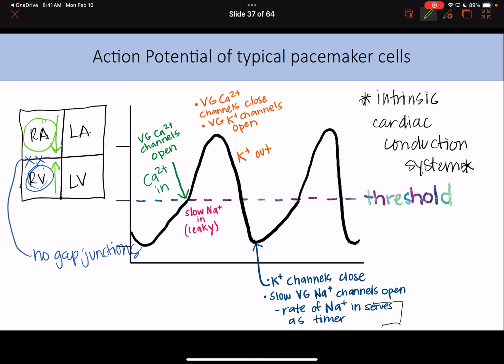So when the atria and the ventricles are pumping, is it the right atrium and left atrium? Yeah, they're both working at the same time. Okay. So they're both contracting downward while the ventricles are both contracting upward.